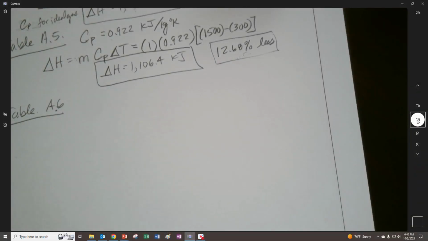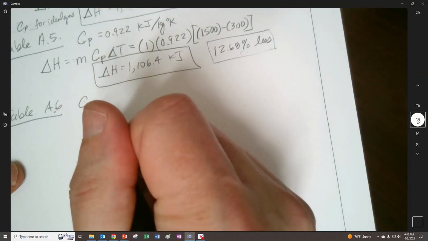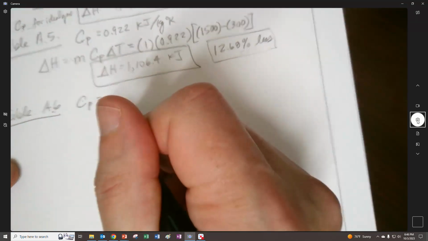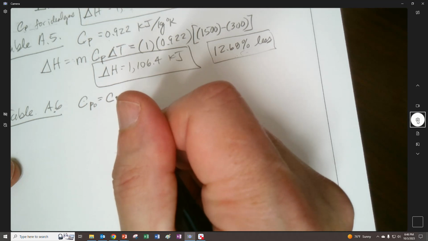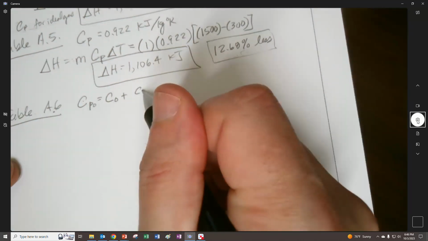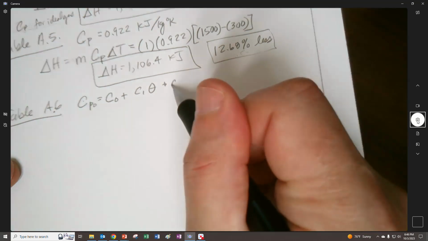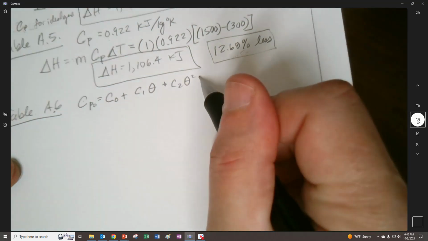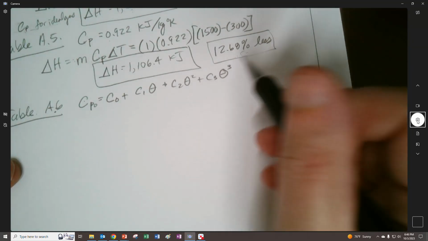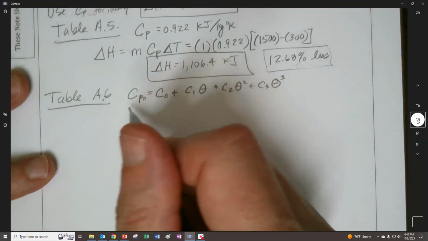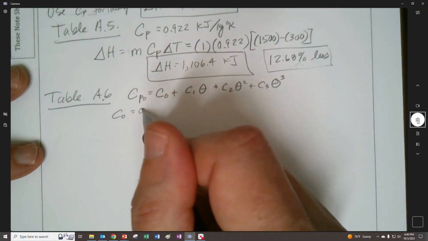So I'm going to write down that equation. Sure, I'll write down this equation. C_P, and this is C_P0 if you wanted to, based on zero pressure, equals C0 plus C1 theta plus C2 theta squared plus C3 theta cubed. And for oxygen, we had C0 equal to 0.88.